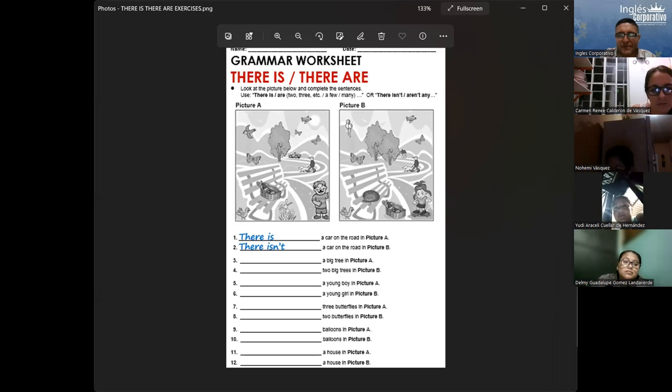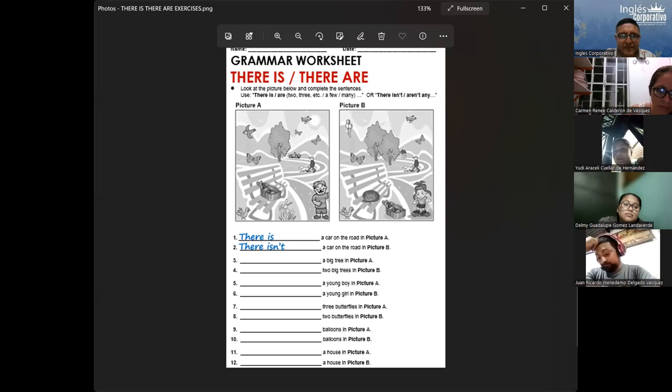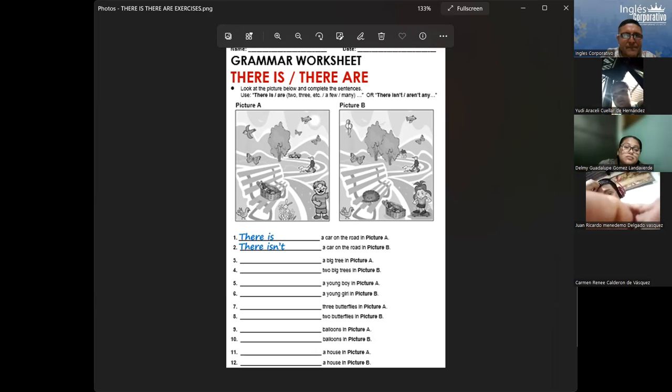Why the number 9 is there are balloons in picture A? No, number 9 is there aren't. There aren't. Negativo. There isn't. There aren't. Okay, there aren't. Hay, no hay vejigas. There aren't balloons. They aren't.